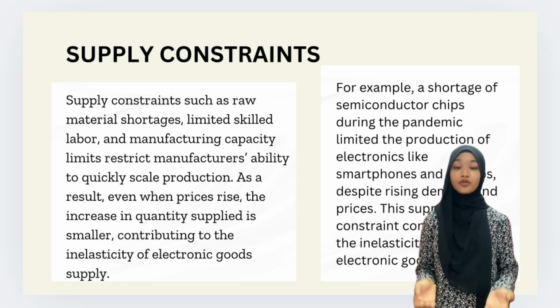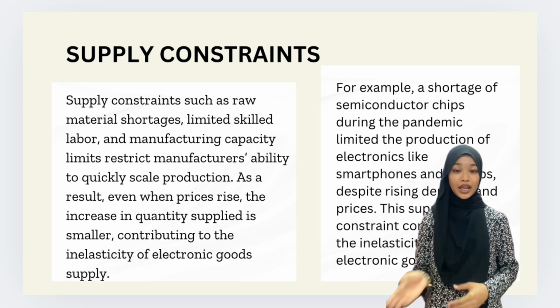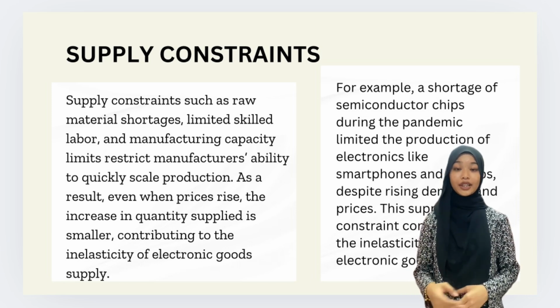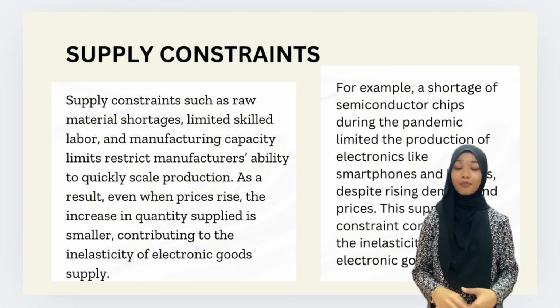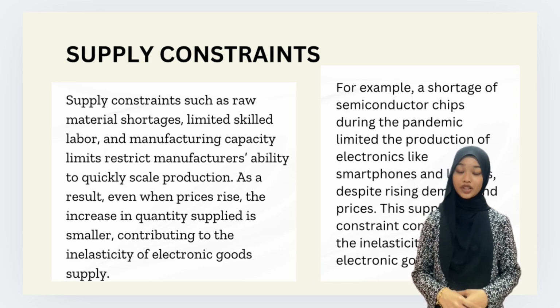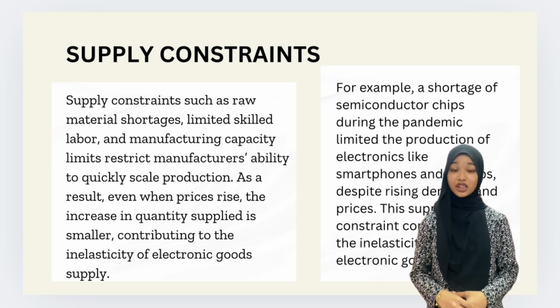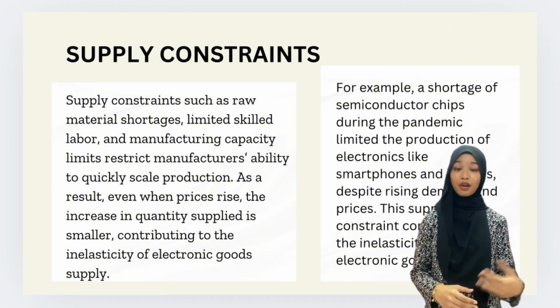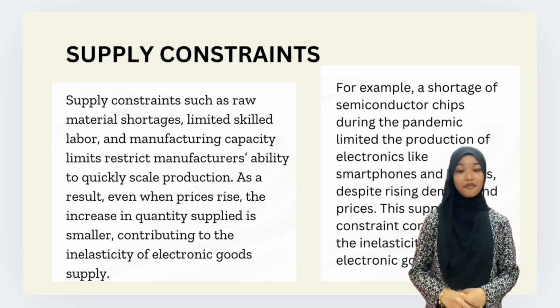Supply constraints refer to raw material shortage, limited skilled labor, or manufacturing capacity. It can prevent manufacturers from quickly increasing production. As a result, even with rising price, the quantity supplied may not increase significantly, contributing to the inelasticity of electronic goods. For example, a shortage of semiconductor chips during the pandemic limited the production of electronics like smartphones and laptops. Despite rising demand and price, these supply constraints contribute to the inelasticity of electronic goods.